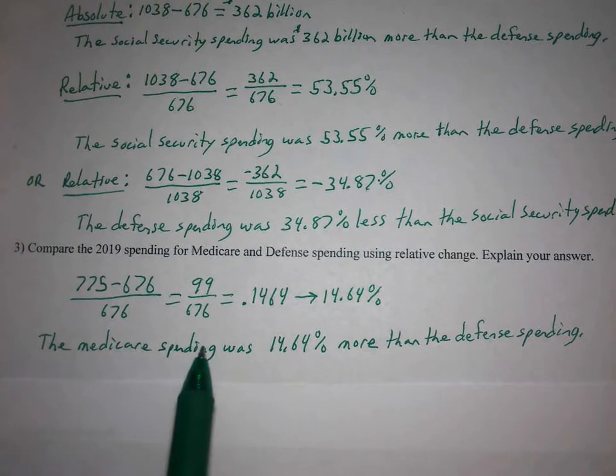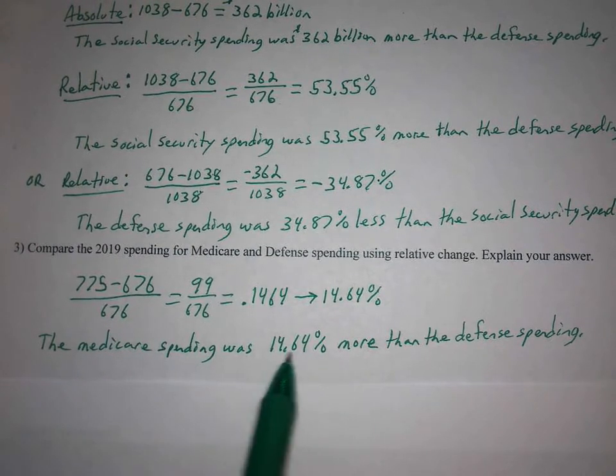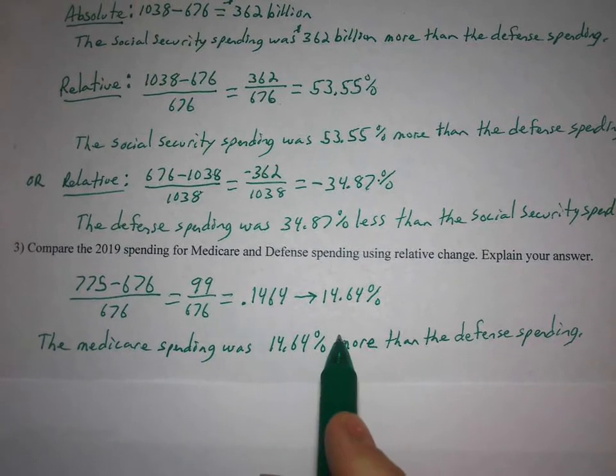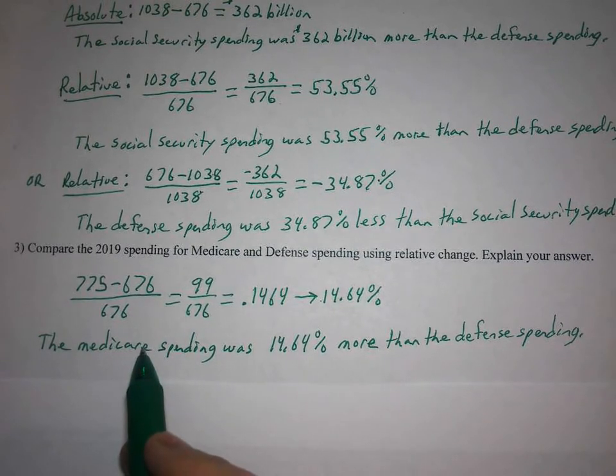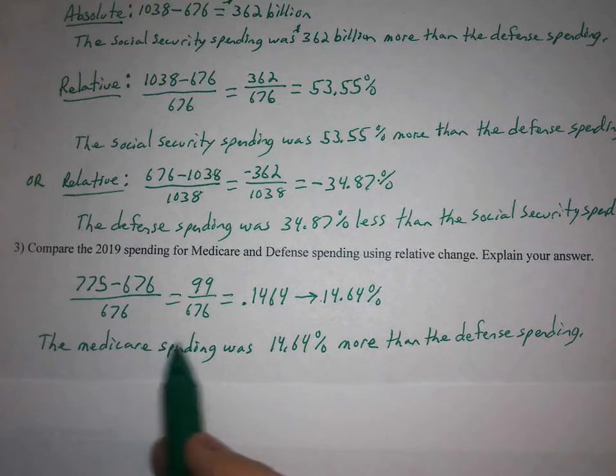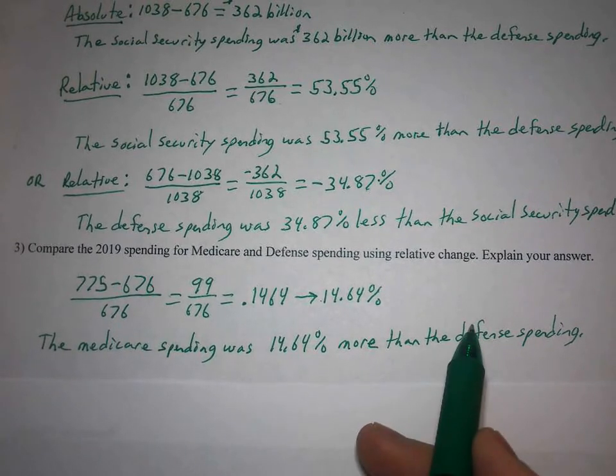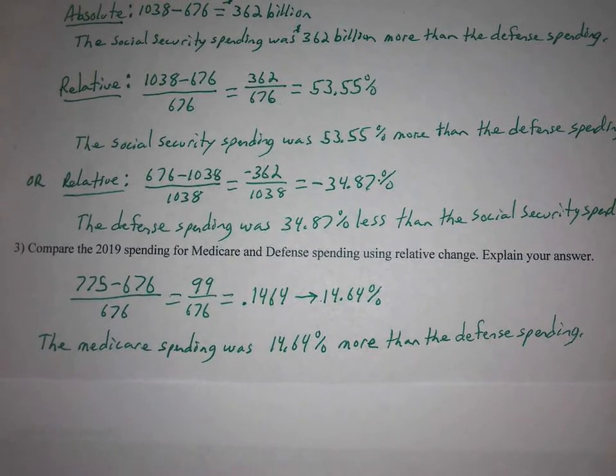And if you have trouble with which one you put first and how do you explain less or more, it's going to be because of the positive percentage. And then just think about which one was higher, which one was more. The Medicare was higher than defense. So Medicare spending was more than defense. And then just substitute in your percentage into that wording.